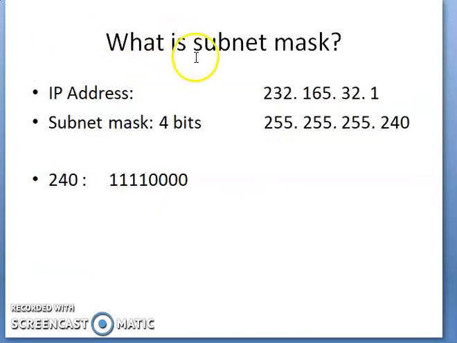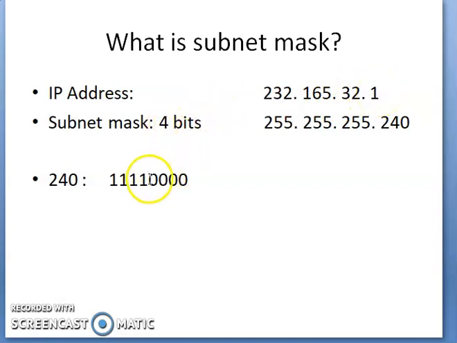Now, what is a subnet mask? When we create a subnet, we have to define the subnet mask also, so that we will include some portion of the last octet in the network ID itself. So, if I have an IP address like 232.165.32.1, and now I want to subnet for 16 machines, I need 4 bits in the subnet mask.